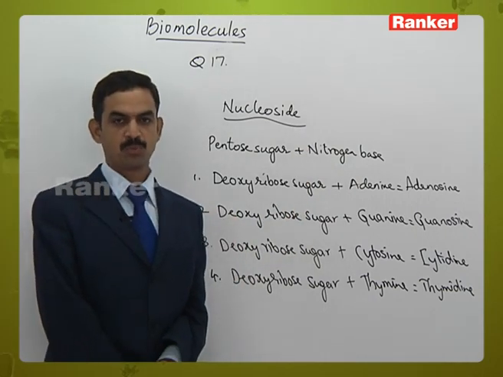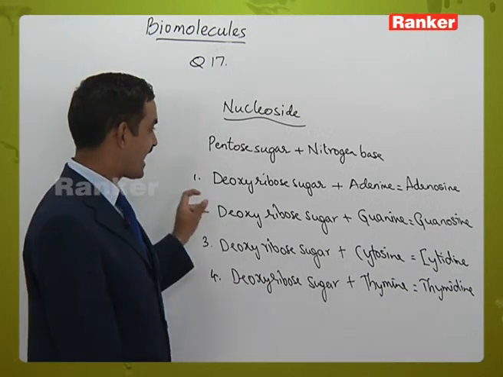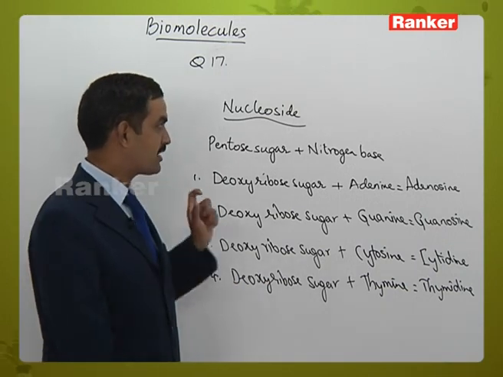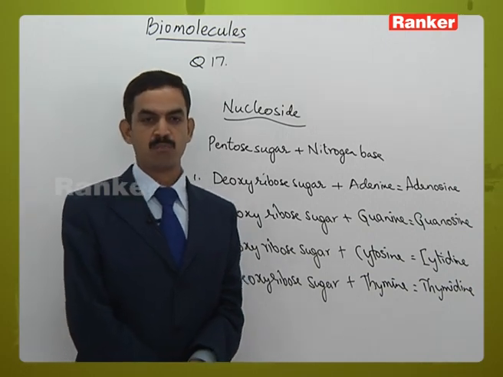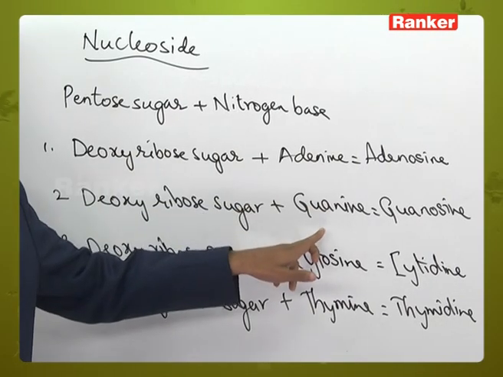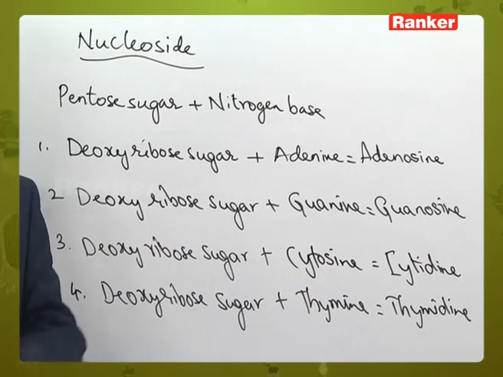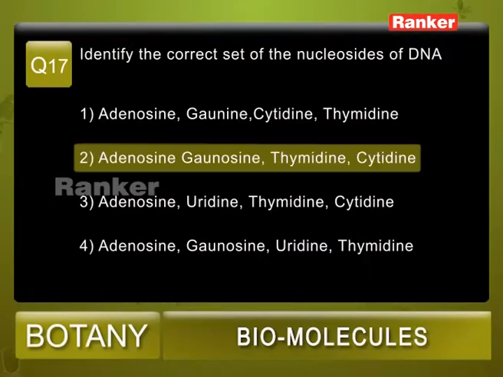So from the given options, let us see which of the following are exactly represented that are present in a nucleoside of DNA molecule. If you see option number 2, adenosine, guanosine, cytidine and thymidine have been given there. So question number 17, the correct answer is 2.